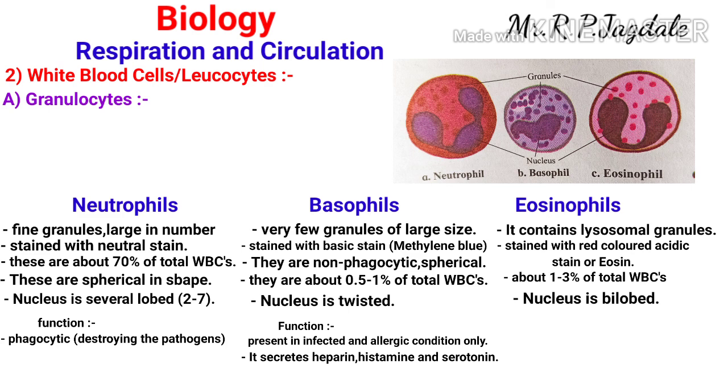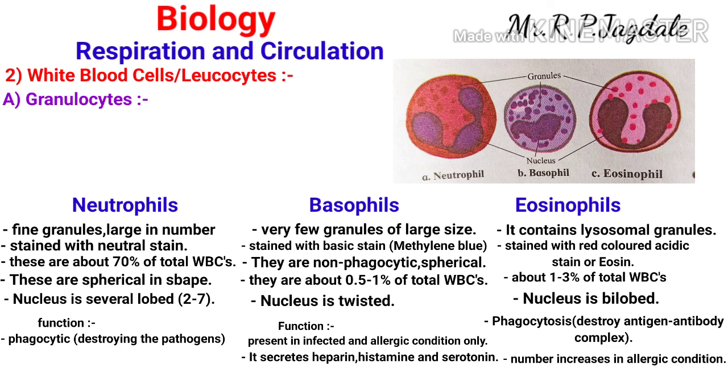The main function of the eosinophils is phagocytosis. They mainly destroy the antigen antibody complex, which is very important in body function. The antigen antibody complex must be destroyed after some time, so phagocytosis is done by the eosinophils. Their number only increases when an allergic condition is there, and they show antihistaminic property. So if an allergic condition is there, eosinophils as well as basophils are present.